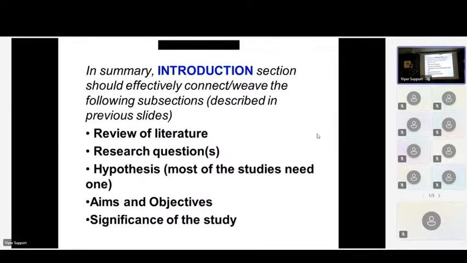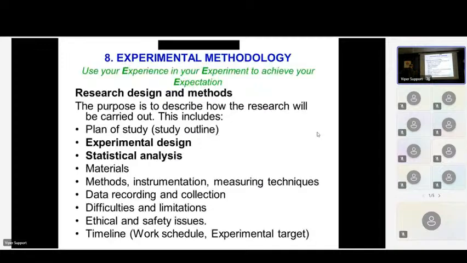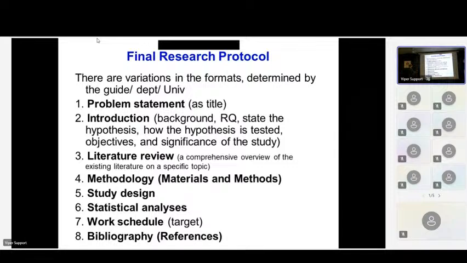In summary, the introduction section should effectively connect or weave the following sections: review of literature, research questions, hypothesis, aims and objectives, significance of the study, and the research. Use your experience in your experiment to achieve your expectation, that is research design and methods. The purpose is to describe how the research will be carried out. This includes plan of study, experiment design, statistical analysis, materials and methods, instrumentation, measuring techniques, data recording and collection, difficulties and limitations, ethical and safety issues, timeline, work schedule, and experimental target. These are the final research protocol.